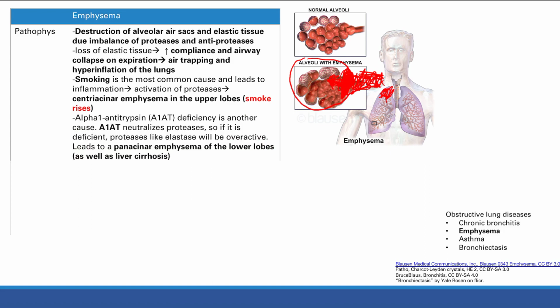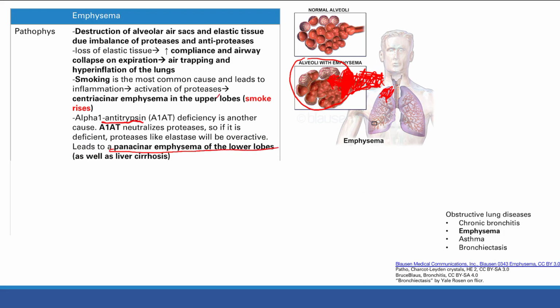That's from smoking. The other cause of emphysema is called alpha-1 antitrypsin deficiency. Alpha-1 antitrypsin normally neutralizes proteases. That's why it's called an antitrypsin. It's an antiprotease. If it's missing, which is a congenital problem, you're going to get activation of proteases. Proteases will be overactive, and so you're going to get destruction of the elastic tissue, and you're going to get a pan-acinar emphysema of the lower lobes.